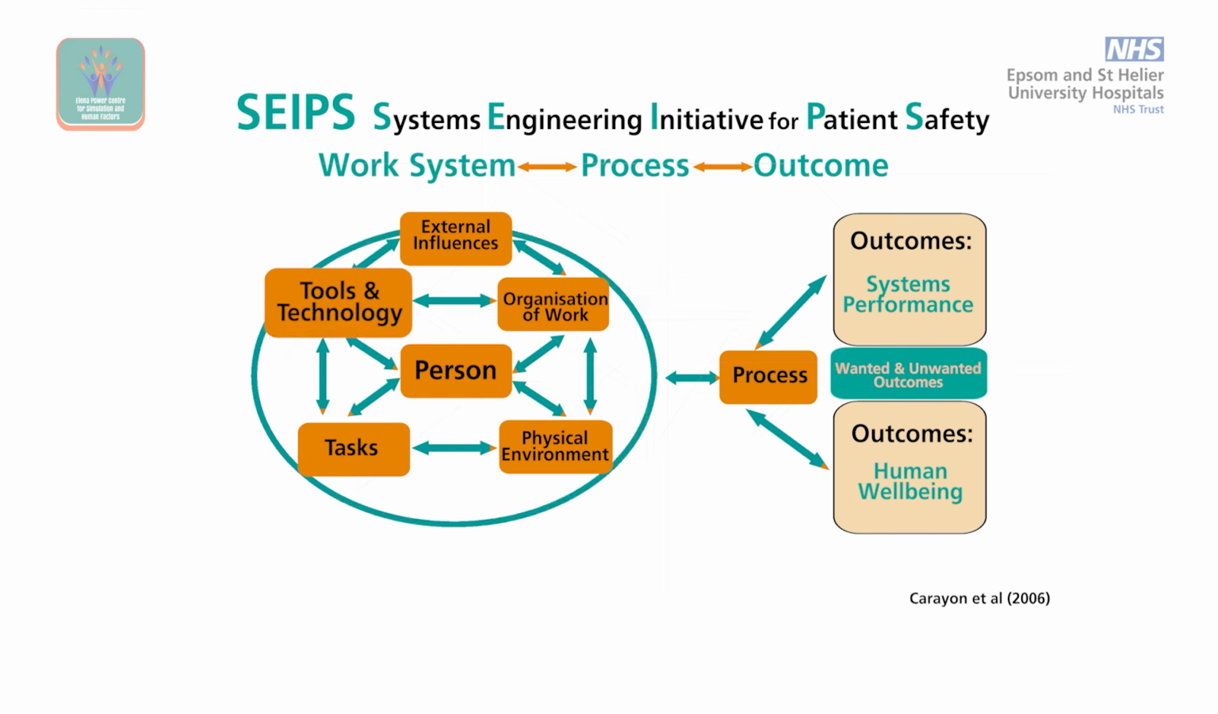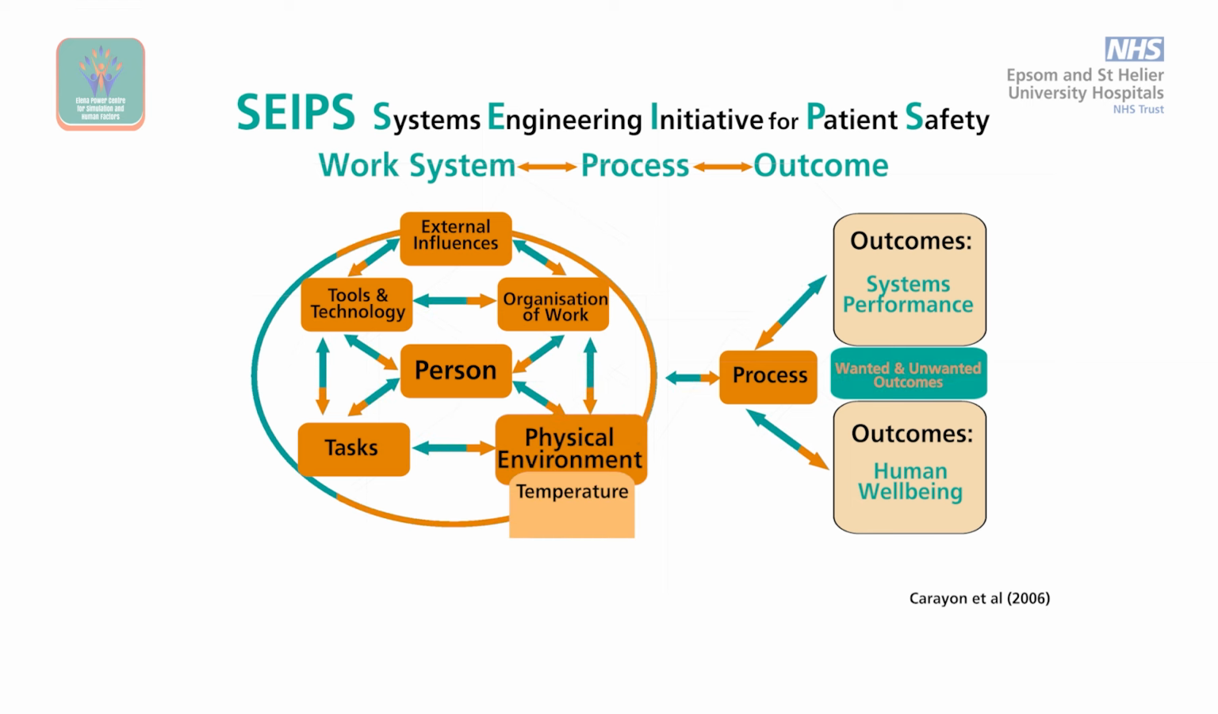Examples of environmental factors influencing the work system may be temperature, noise level, or layout. All of these factors can influence how we work as healthcare professionals, and also how patients in our care may be impacted. This film aims to raise awareness of the complex nature of maternity care and encourage open and psychologically safe discussions around how we can strengthen our work systems so we have more of the wanted outcomes and dampen down those risky and unwanted elements within our system.